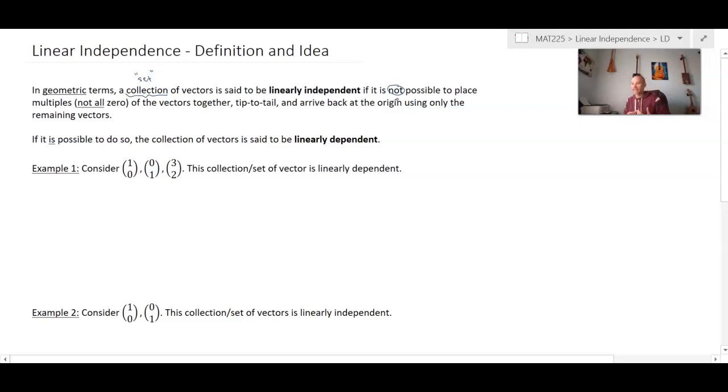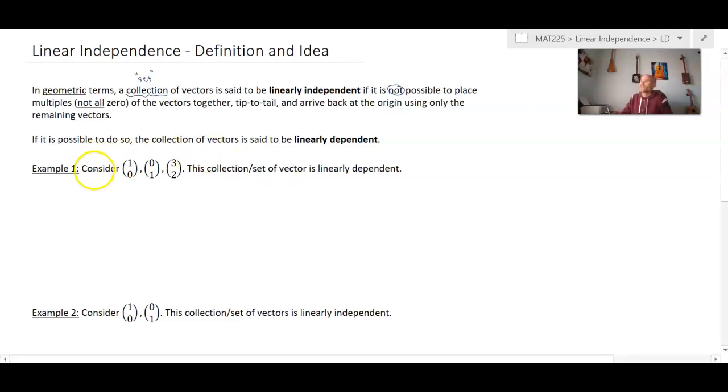Basically, the idea is that if we can start at the origin and scale one of the vectors, and scale the other vector, and maybe we have three vectors and we scale the third vector, and it's not possible to scale them in a way that we arrive back at the origin without reusing some of the other vectors, then that set is deemed linearly independent. If, however, it is possible to leave the origin and then use the final vector to take us back to the origin, then that set of vectors is called linearly dependent. If it is possible to do so, then we call those linearly dependent vectors.